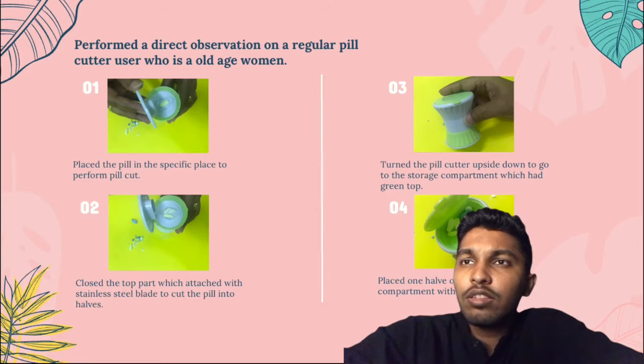Secondly, she started putting the half slice pill into the lower part of the pill cutter, which has the storage compartment. The top of the storage compartment was in a green color, so she opened that and placed the half slice pill into the place where she kept her previously cut pills.